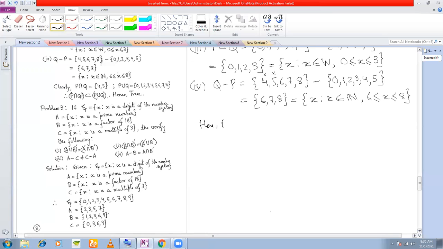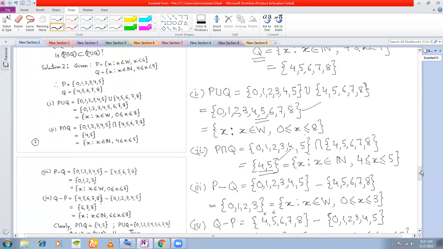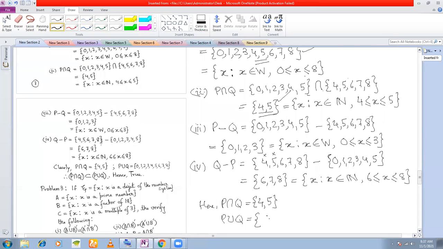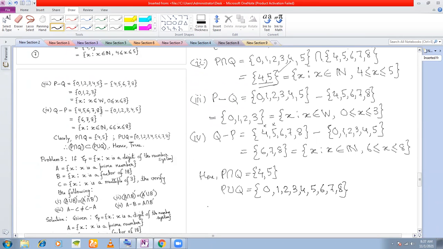Here, P intersection Q is equal to {4, 5}. Sir, I'm asking about the question which Arnav asked: if the answer comes 2, 6, and 8, can we write it in this form in which you have written the answer?